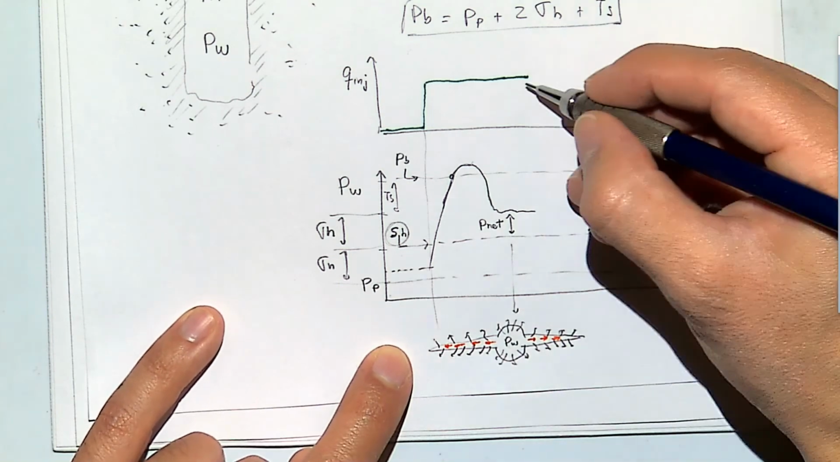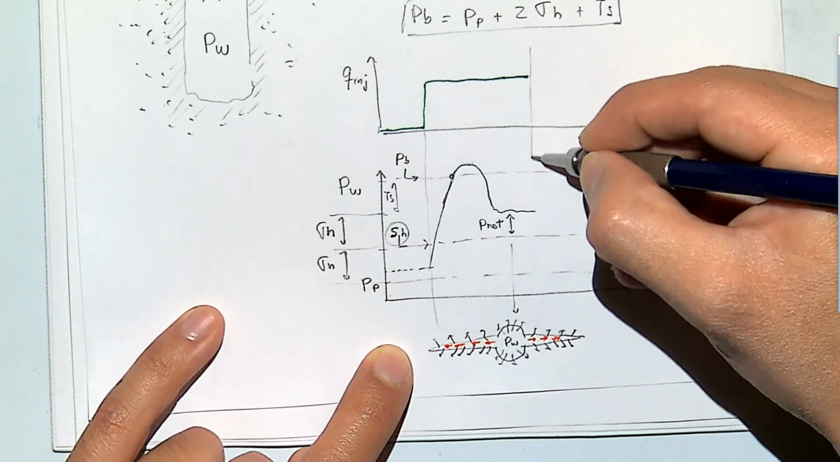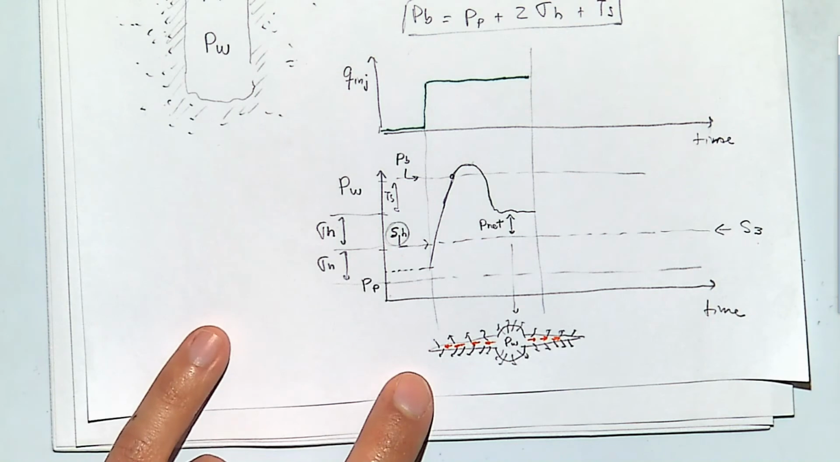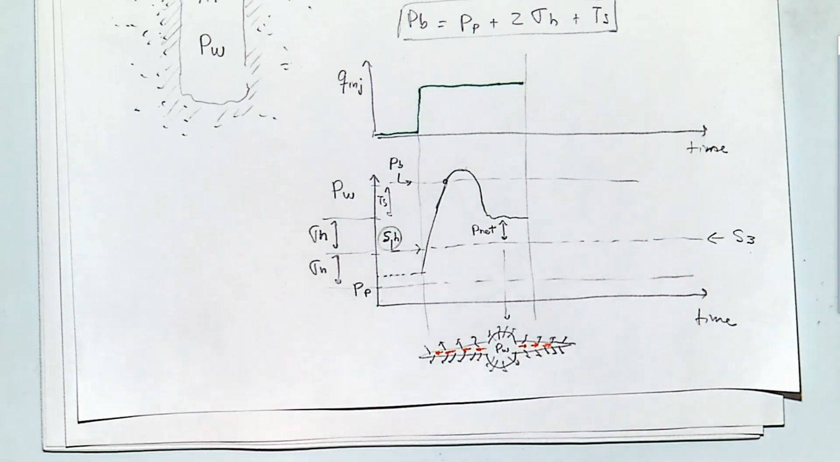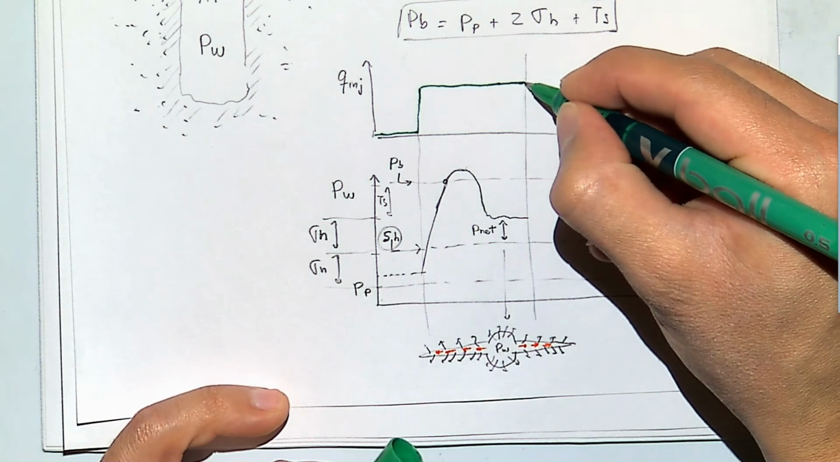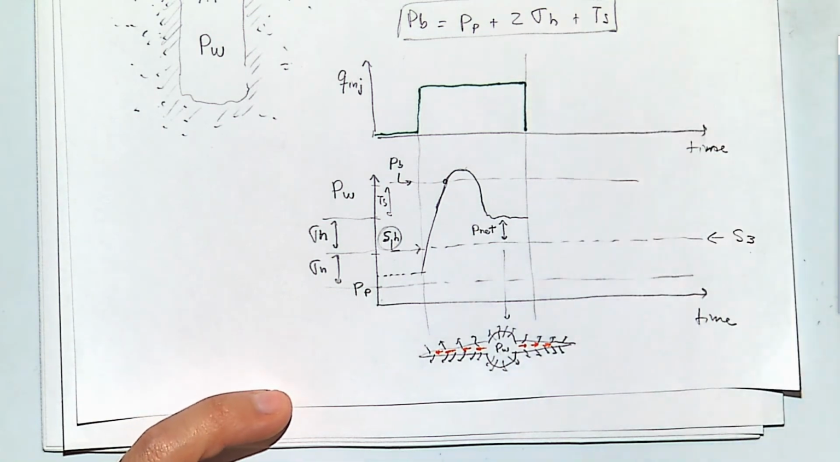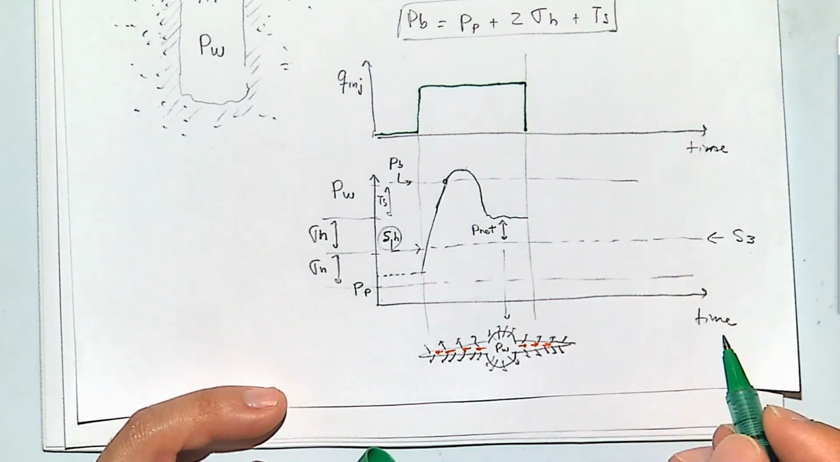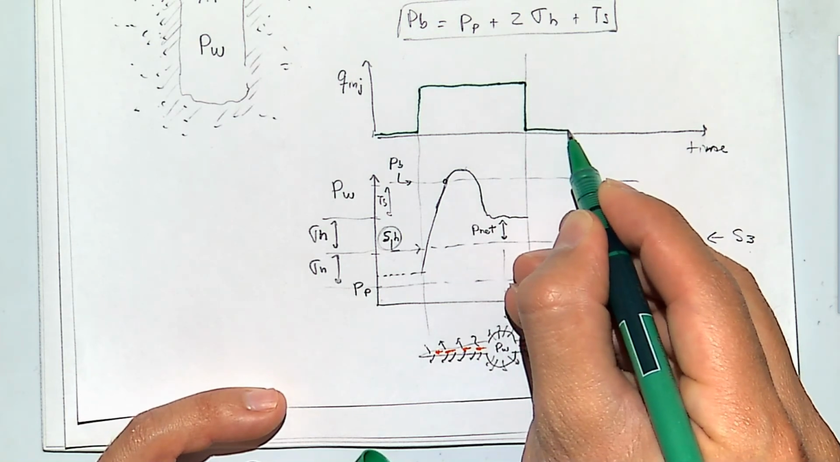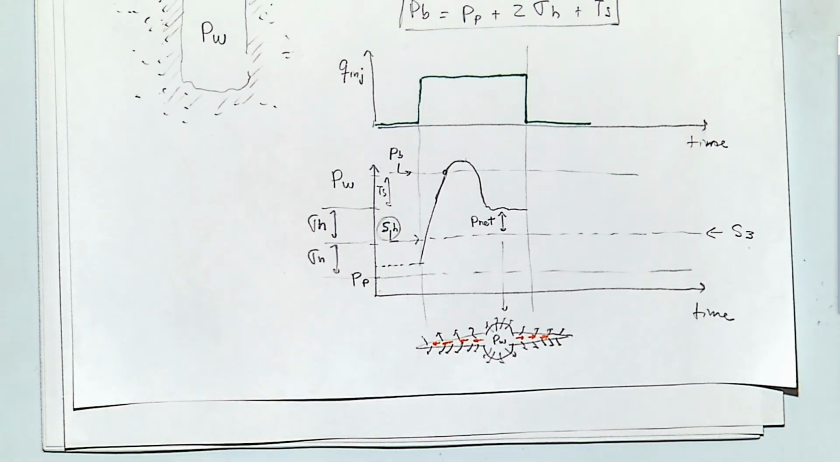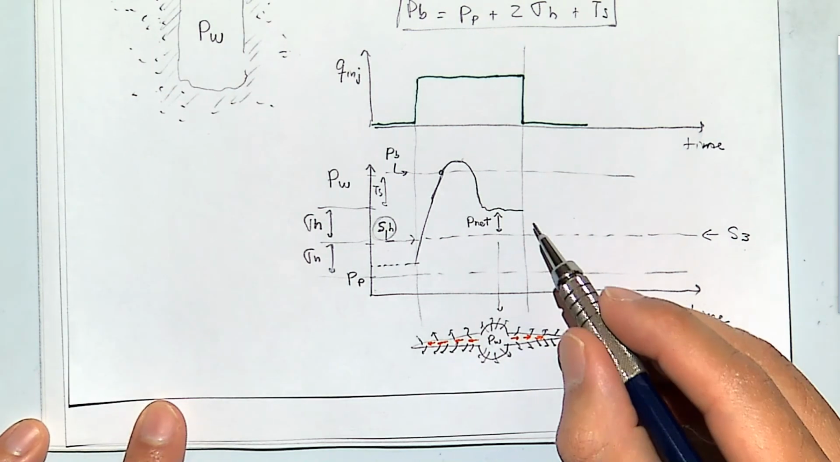All right, so at this point, we're going to shut down injection, and we'll get the injection rate again to 0. Okay, what do you think is going to happen now with the pressure?